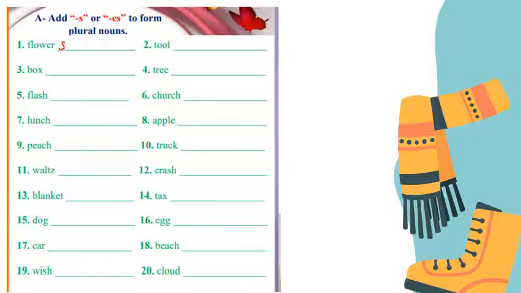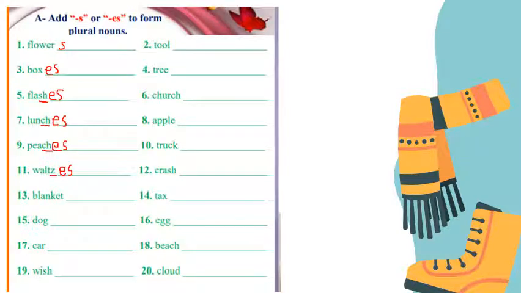Box, boxes. It ends with x, so I have to add es. Flash, it ends with sh, so I have to add es. And if you notice, all of these nouns are regular plural nouns, okay? Lunch, lunches, we have to add es because lunch ends with ch. Peach, peaches. Waltz, waltzes.